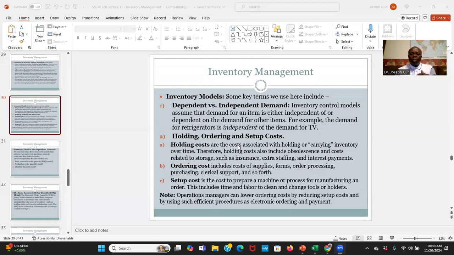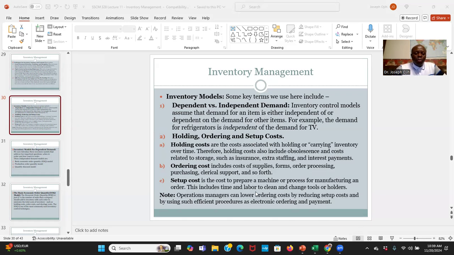For example, the refrigerator. The demand for the refrigerator is independent of demand for TV. But the demand for both the refrigerator and the TV are dependent on the demand for electricity. Because if you don't have electricity, you can't watch TV or use a refrigerator. So that's the kind of thing.